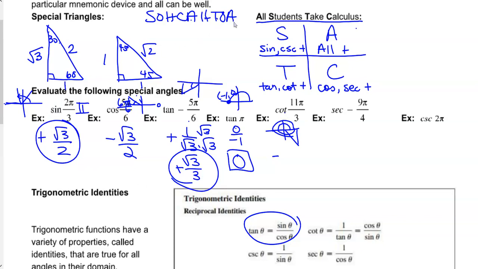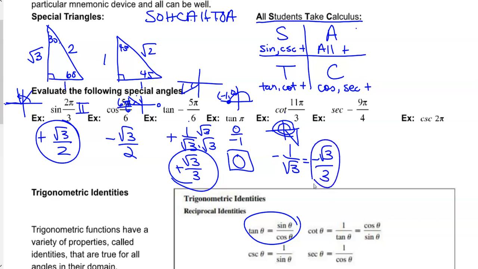Tangent is opposite over adjacent, therefore cotangent is adjacent over opposite. So of the 60, where's the adjacent side? This is the opposite, this is next to, so it would end up being 1 over root 3, which is the same as what we just saw 2 problems ago, negative root 3 over 3, when you rationalize.